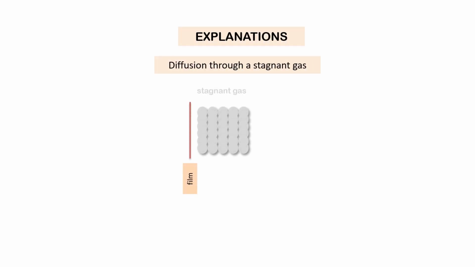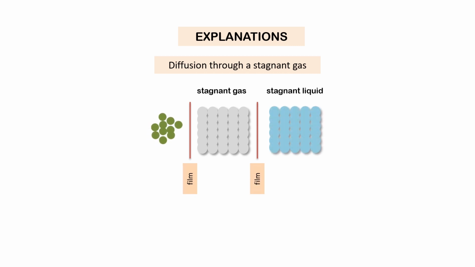Diffusion through a stagnant gas. The molecules of A have to diffuse through a stagnant gas film and then through a stagnant liquid film before entering the main bulk of liquid. In industrial processes, the film thickness is not known, so that the rate equation of immediate use is equation 12.8 using kG. kG is known as the gas film transfer coefficient for absorption.